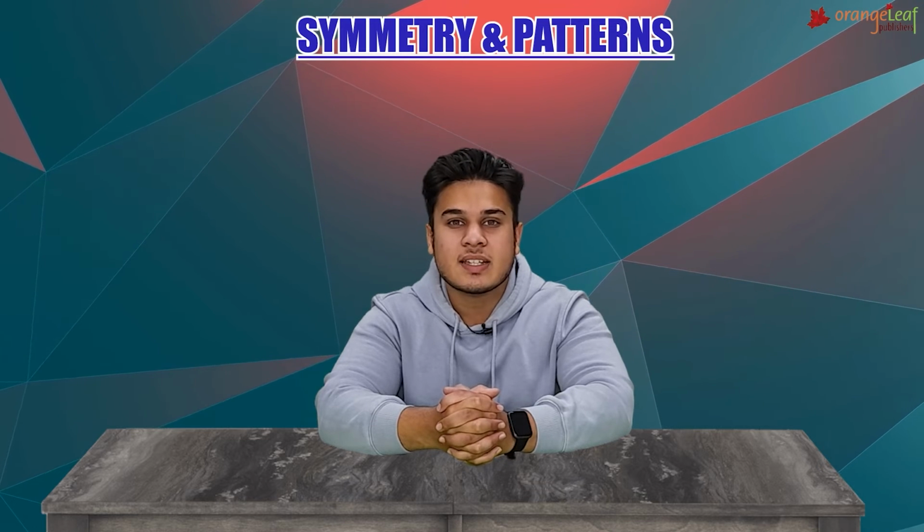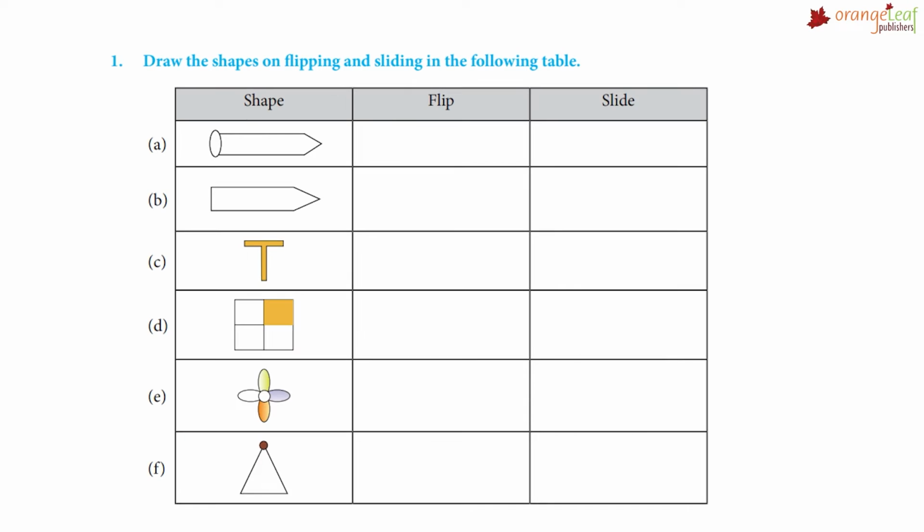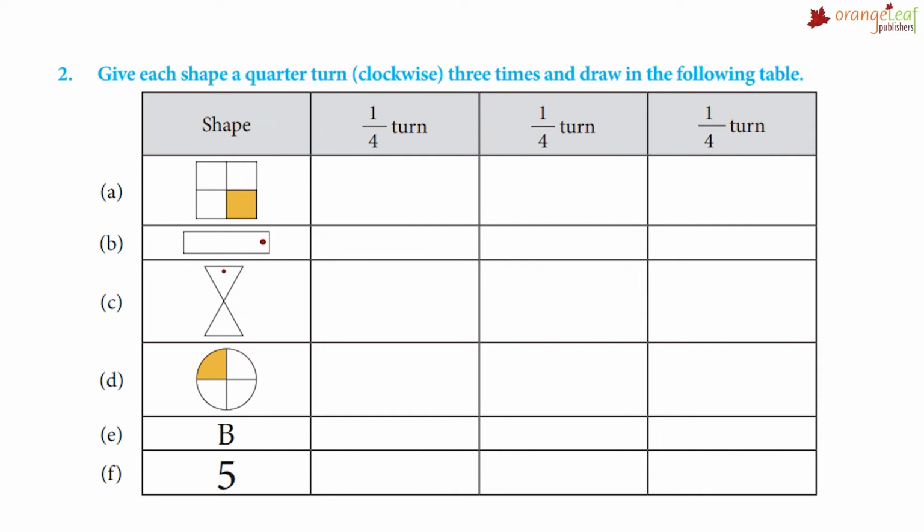Let's test it with an exercise. Here is a given shape. We need to draw the shape on flipping and sliding. So, if we flip the shape, this is how it will look. And if we slide the shape, this is how it will look. We now have to give each figure a quarter turn clockwise. So, if we turn this figure a quarter clockwise, this is how it will look. This is how the figure will look in the next turn. And this is how it will look in the last turn.